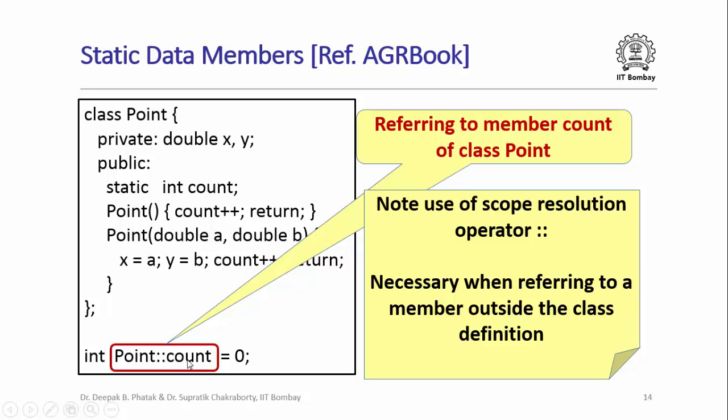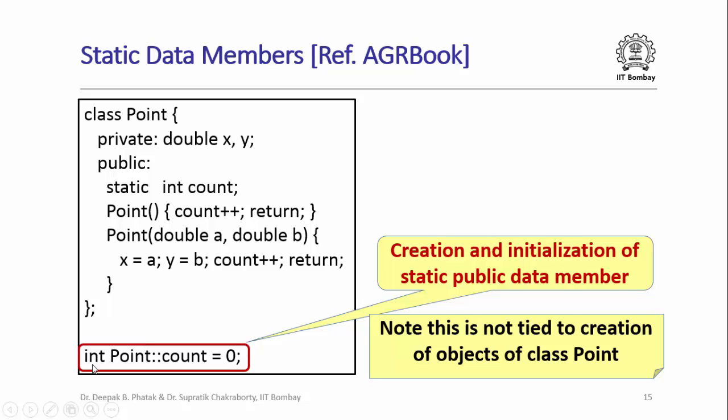So this is how I'm going to access that shared data member of the class point. I'm referring to the member count of the class point. And here I'm basically creating this shared data member of the class point and initializing it to 0.